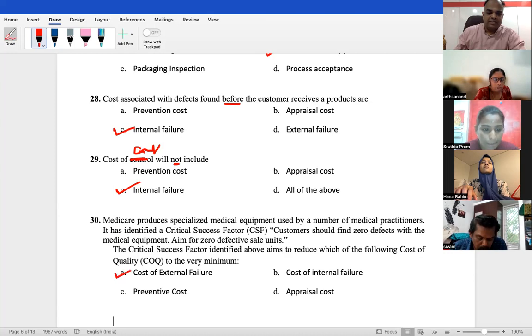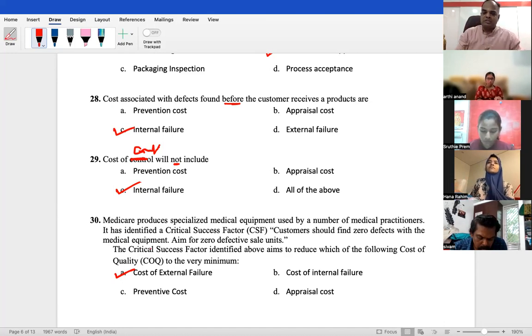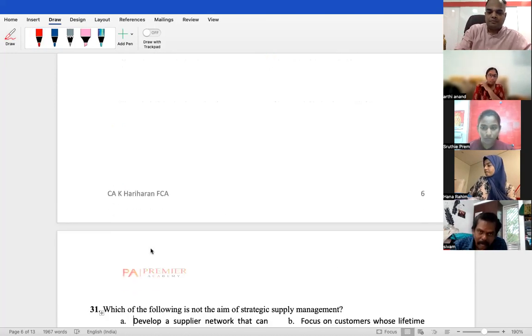Cost of external failure. We want to reduce the defect. Defects in general, the customer may find thereafter. Once the customer has found it, it is called external failure. That is what the company wants to reduce. Therefore, external failure cost will come down. Okay, that's about it.